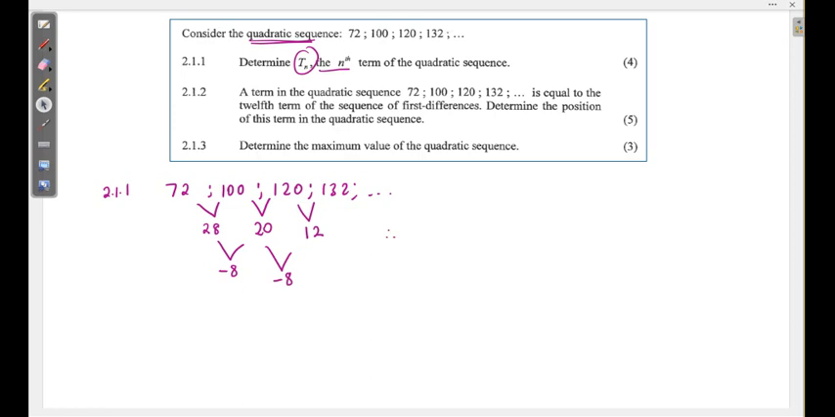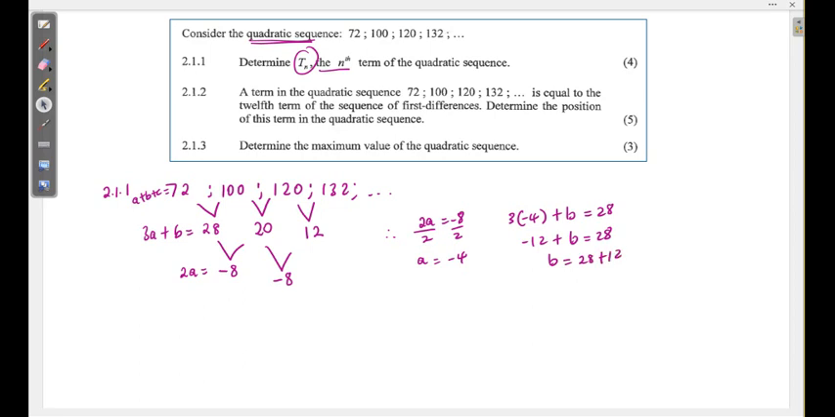So therefore we can plug in: 2a is equal to this, 3a plus b is equal to that, then a plus b plus c is equal to that. So 2a is equal to -8, which gives us a equal to -4. Then 3a, meaning 3 times -4, plus b is 28, so -12 plus b is 28, and therefore b is 28 plus 12, making b equal to 40.